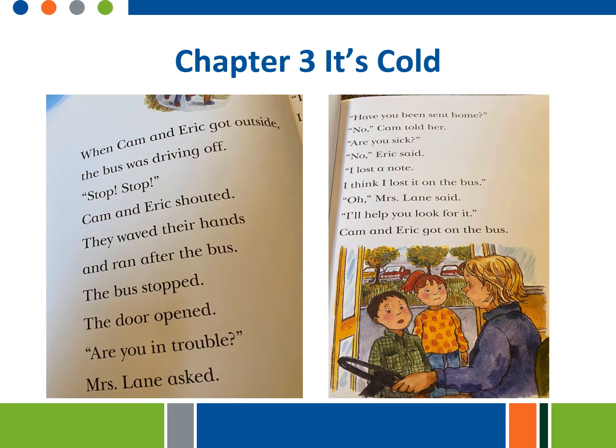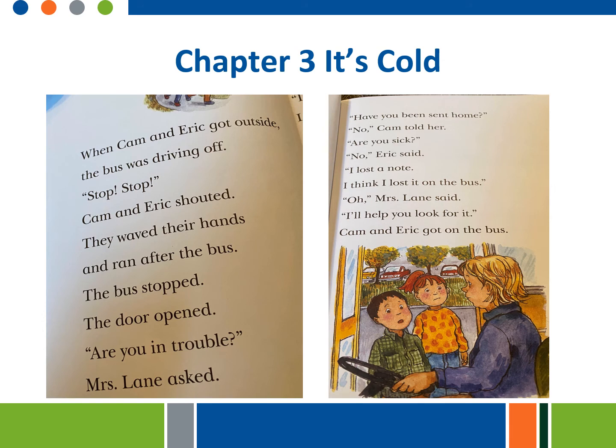Chapter 3. It's cold, so I'm going to stop right here. Why are they going on the bus? Oh, you're right. They're going on the bus because they wanted to find the missing permission slip. Cam remembered Eric had it on the bus.